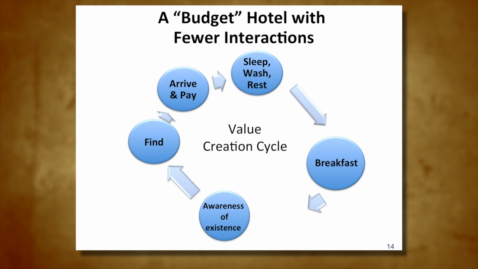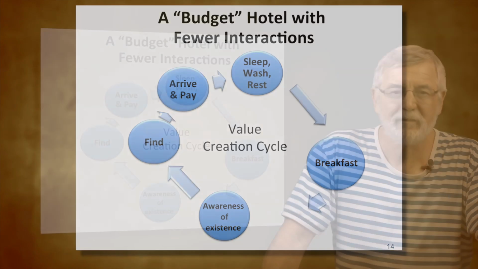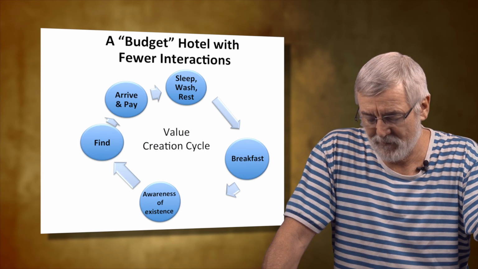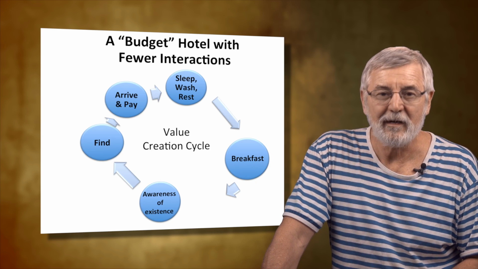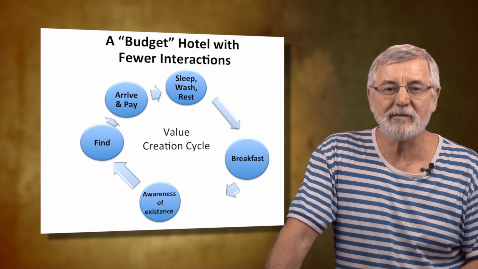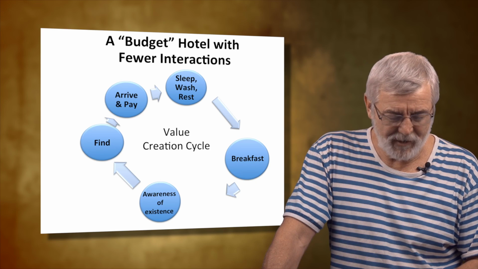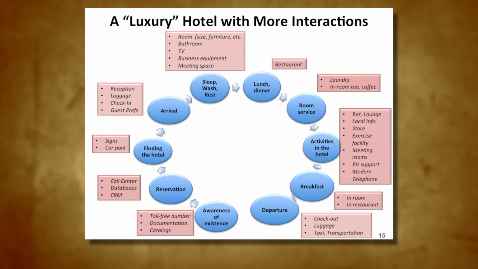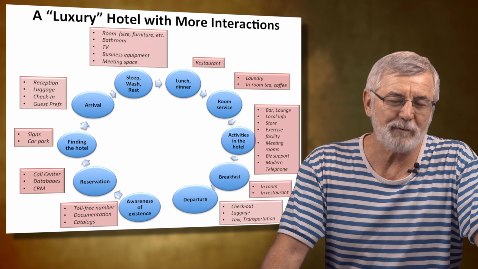You can easily imagine the budget hotel that has very few interactions, where we simply replace some of those with nothing. You find the hotel, you go there, you pay, you sleep, you wash up, take a shower, and you leave the next morning, maybe after having breakfast. Very simple interaction, a lot less expensive, obviously, a lot less need for trained service personnel to provide that level of service. Of course, the other extreme, we have the very fancy hotel, the Ritz-Carlton, the Four Seasons, the whatever you have, the big resort hotel that has many, many more touch points and more interaction.